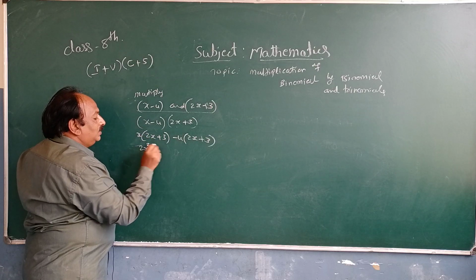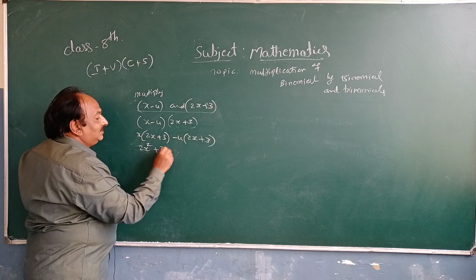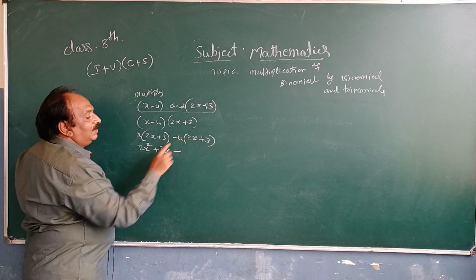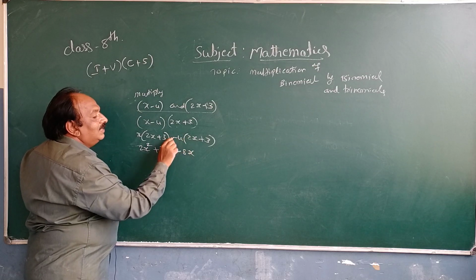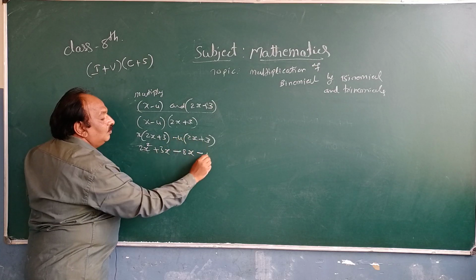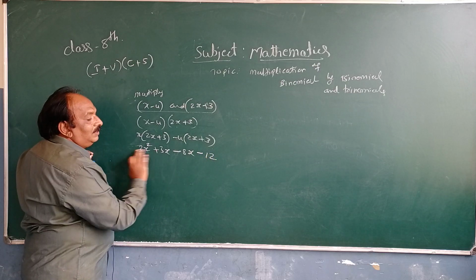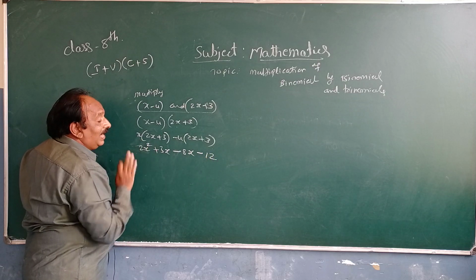x into 2x plus 3 minus 4 into 2x plus 3. 2x into x, 2x square. 3 into x, 3x. Plus into minus, 4 2s are 8x. Plus into minus, 4 3s are 12. After multiplying this, identify the like terms.